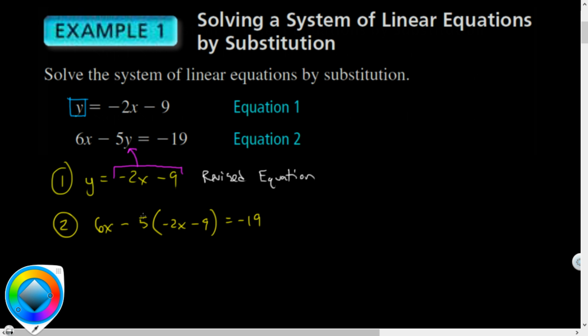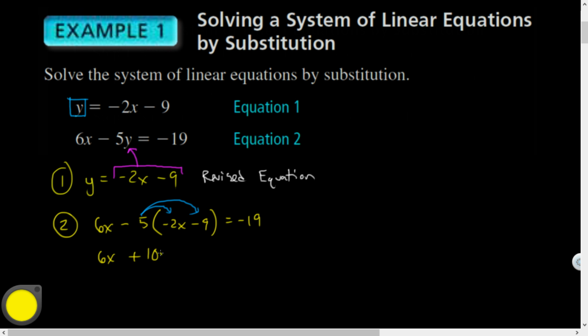I'm going to distribute here to simplify. And that's why those parentheses were so important. If you don't put the sand in a bag when you put it on the pedestal to take the golden idol, you're going to mess it up. So be careful. Put it in those parentheses. So 6x, negative 5 times negative 2x is plus 10x. Negative 5 times negative 9 is plus 45, equals negative 19.